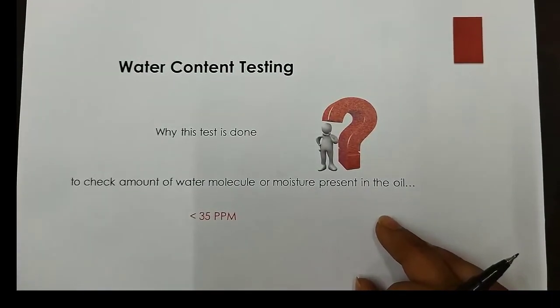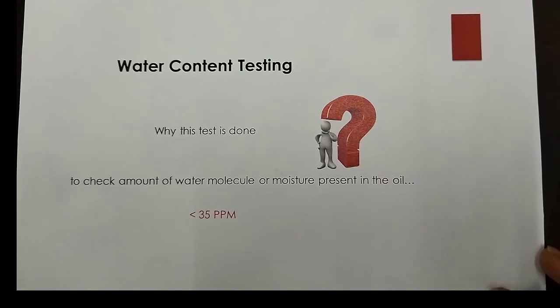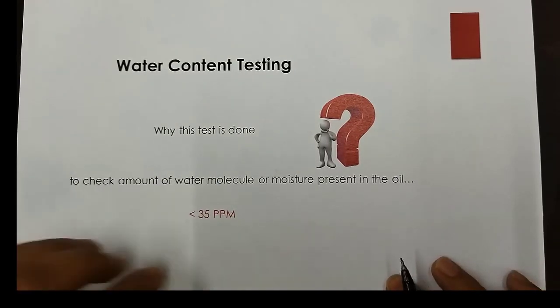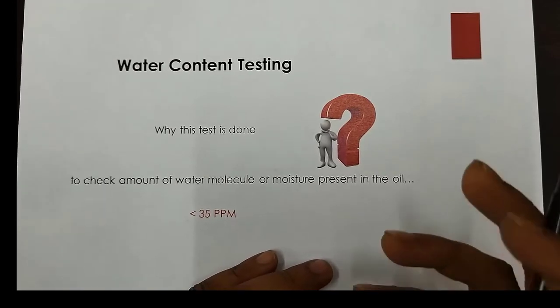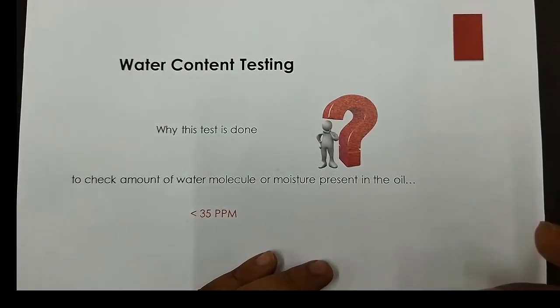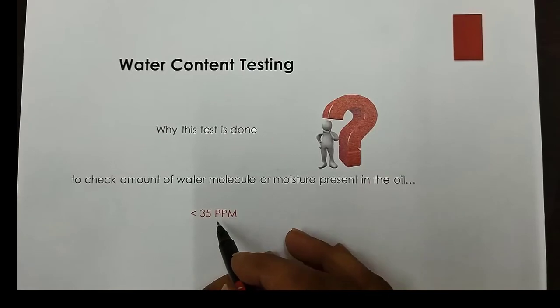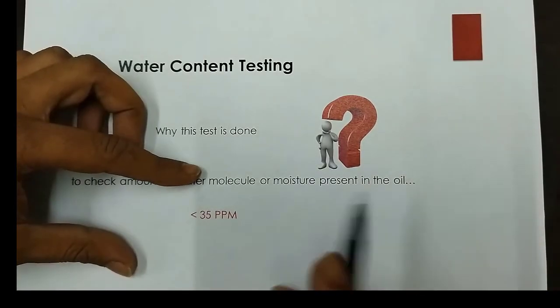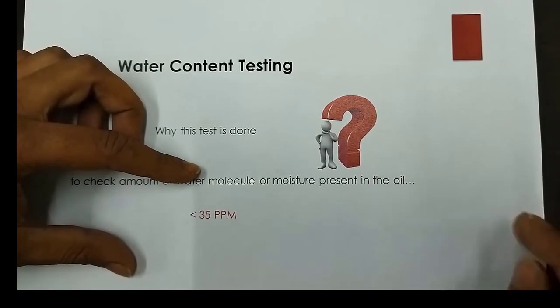Water content testing. This test is also done in factories, or sometimes for special purposes in the field also. This is done to check how much water, in the form of water molecules or particles, is present in the transformer insulation or transformer oil. This is basically measured in ppm, and this value should be below 35 ppm.